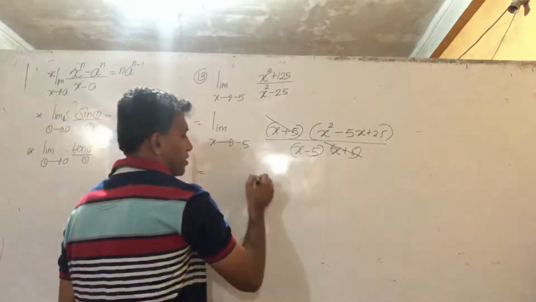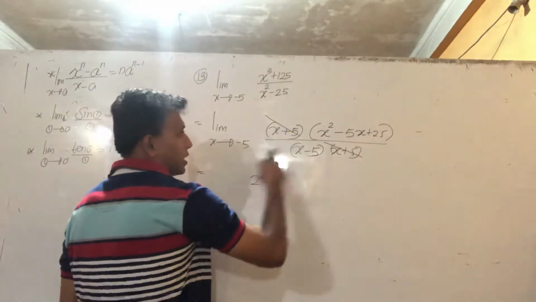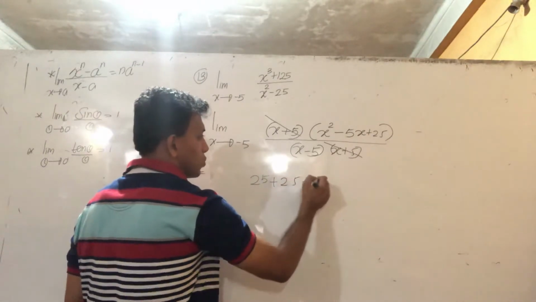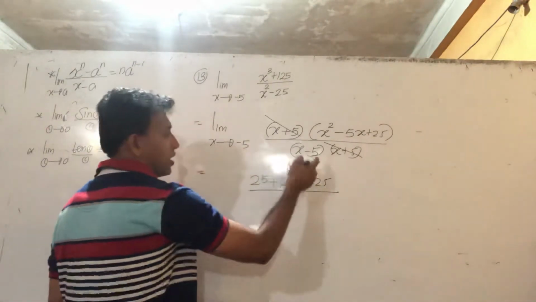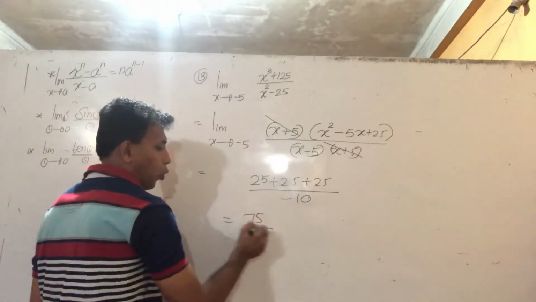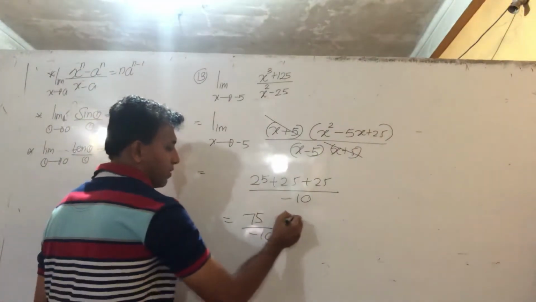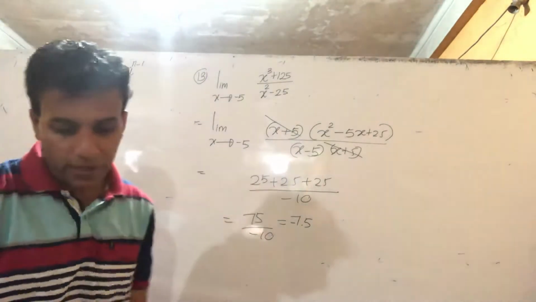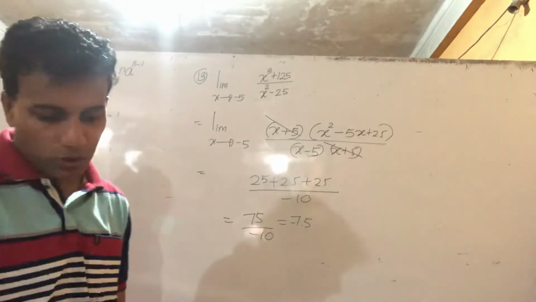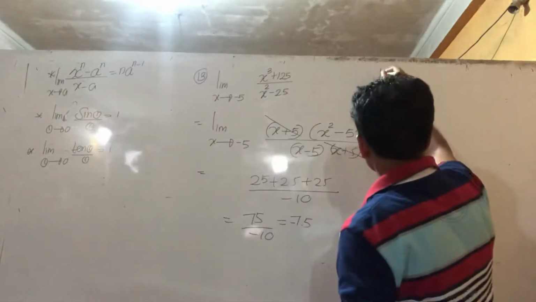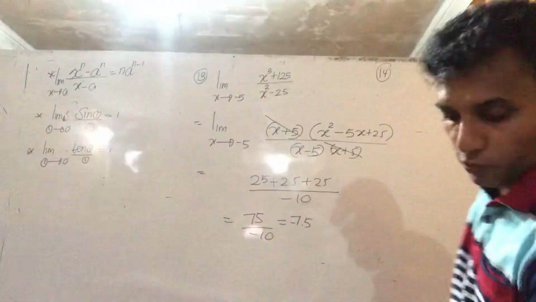X squared is 25. Here minus times minus is plus 25, plus 25. Below, what? Minus 10. So the answer is 75 over minus 10, otherwise minus 7.5, right? That is the answer to this question. See the next question, number 14. Problem 14.